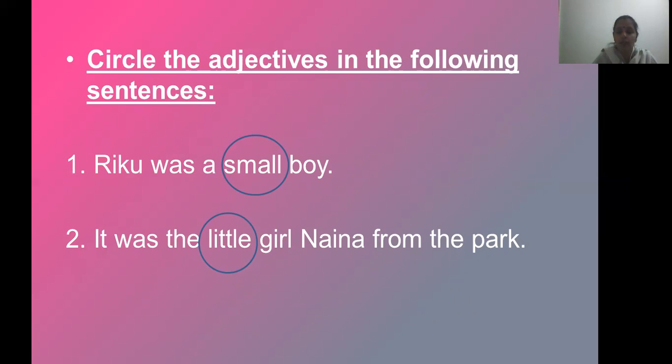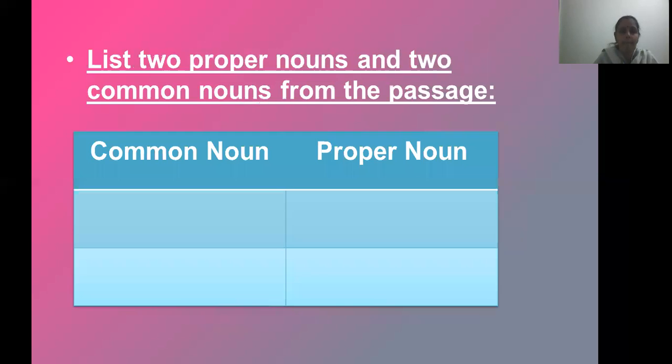Clear, children? Let's see the next question. List two proper nouns and two common nouns from the passage. So do you all remember? Riku was a small boy, right? So boy is a common noun. So I will write boy under the label common noun.